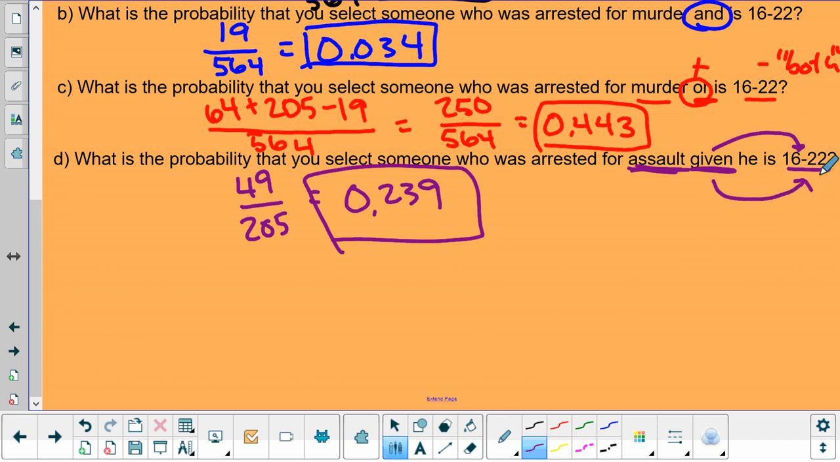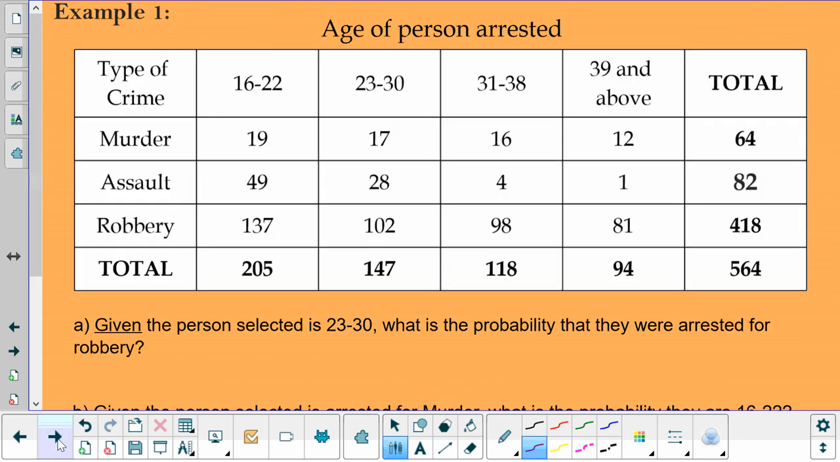Given that he's 16 to 22 means 16 to 22 is my new total, and I'm only in that column. That's what happens when we're looking at this with tables. All right, same table. Now I'm going to look at a few more given questions.